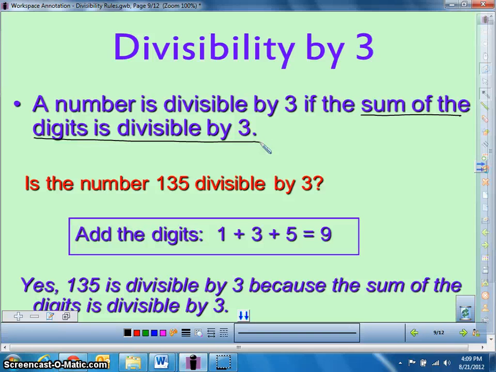Is the number 135 divisible by 3? We're going to take this 135 and break it down into 1 plus 3 plus 5. When we do that, our answer is 9. Is 9 divisible by 3? Can I take 9 divided by 3 and get a whole number for an answer? Yeah, 9 divided by 3 is 3. Therefore, 135 is divisible by 3.